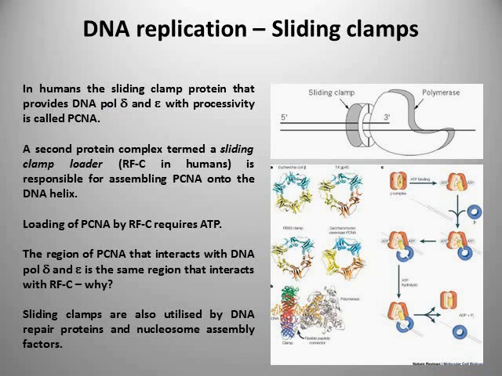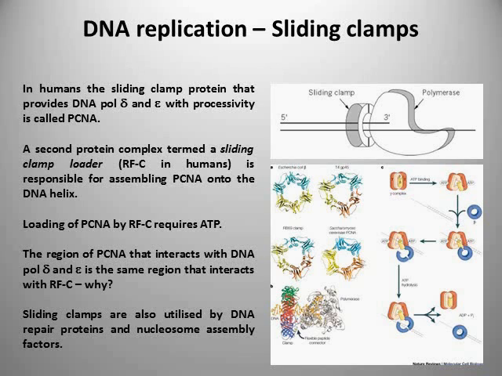So the sliding clamp itself, the protein, you can think of it as looking from the point of view of structure like a donut. And what happens is this donut structure can be opened and closed by a second protein which is called a sliding clamp loader. And in humans this protein is called RFC. And the RFC protein is responsible for the assembly of PCNA onto the actual DNA helix itself. And it does this in an ATP dependent manner.